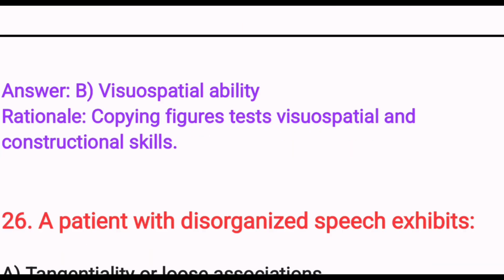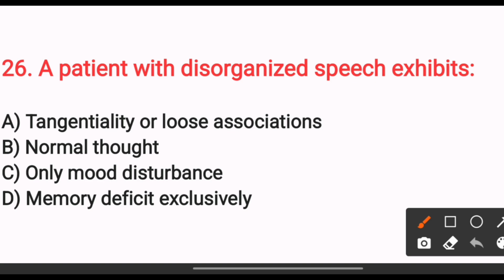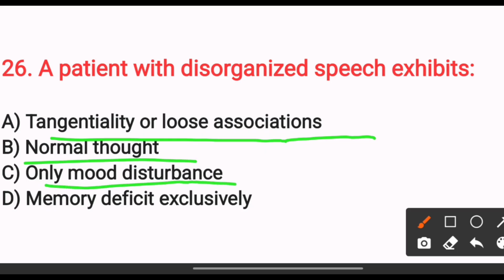Next, a patient with disorganized speech exhibits what? Option A, tangentiality or loss of association. Option B, normal thoughts. Option C, only mood disturbance. Option D, memory deficit exclusively.